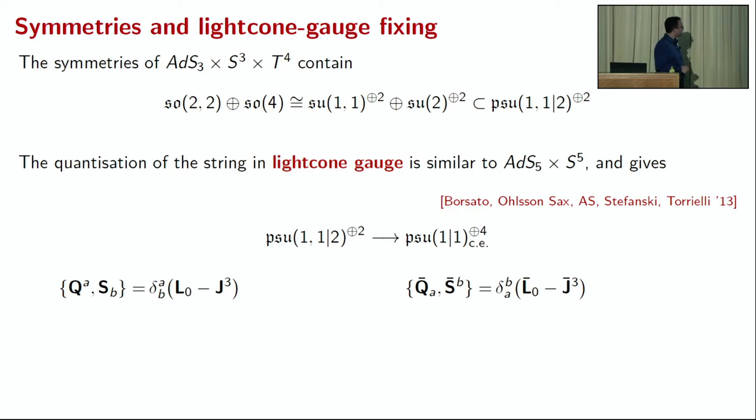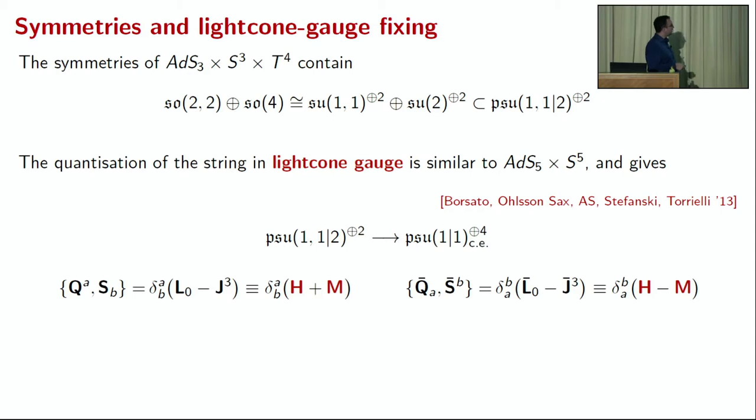So let's start from here. You have two Qs. Those live in one of the PSU(1,1|2). These are supersymmetry generators. And two S's, these are superconformal symmetry generators. And they just give you a central element, which is basically Delta minus J for one of the two copies of PSU(1,1|2). Some positive definite object, which is like the left part of the Hamiltonian in the dual conformal field theory. And then you have exactly the same thing on the right, with Q bars, S bars, L bars, and J bars. It's actually useful to introduce different names for these central elements here.